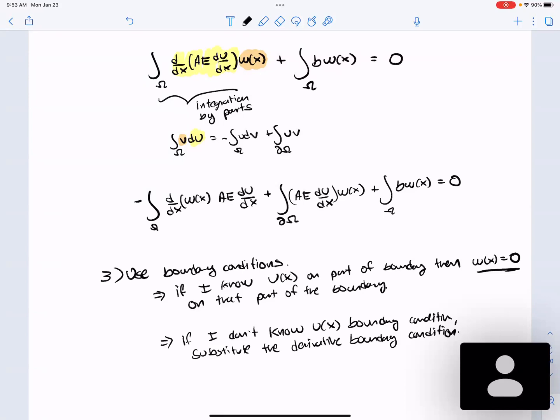So again, we have here an integral over the boundary that involves du/dx, so the derivative of u, and it also involves the test function w. And then we have two cases depending on the boundary condition. If the boundary condition is that we know u, then for that boundary condition, we assign directly w equals 0. If the boundary condition is that we know the traction or the derivative, then we just substitute that.